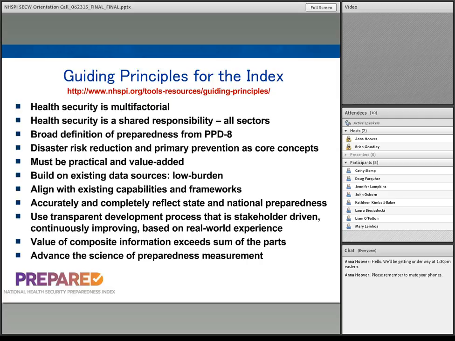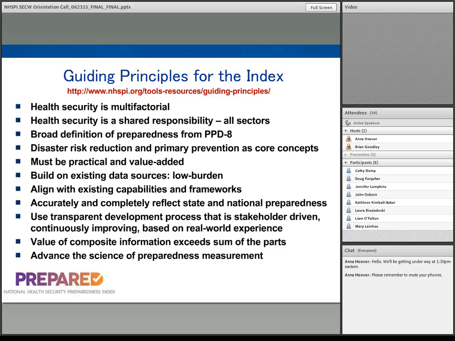And then the last couple are just core concepts that are good to keep in mind. One is the belief at the index that the composite information exceeds the sum of the parts. So you'll see that there are lots of measures that are grouped into what we call subdomains, and then those are grouped into what we call domains. But the belief is that it's not the individual measures that are important. What we're trying to do is create a collection of measures that sufficiently represent a capability or a component of our preparedness efforts, and it's that collection of information that is more valuable than the individual sum of the parts.